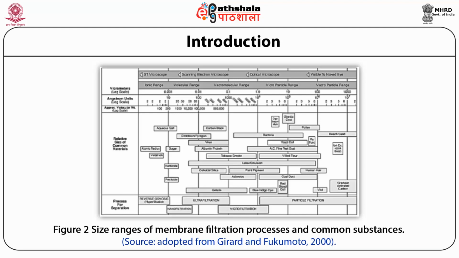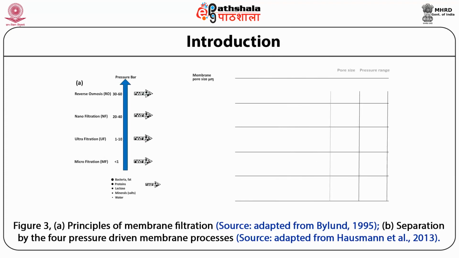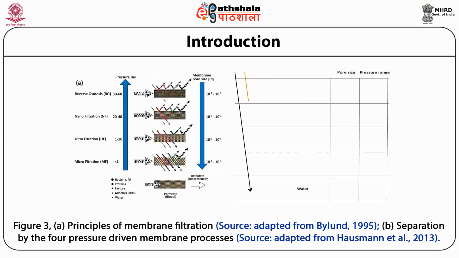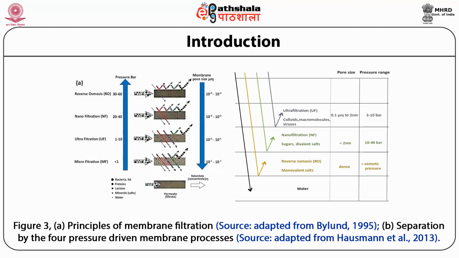So here if we see these units in angstrom, or log scale, then reverse osmosis is used for 0.001. RO and NF, that is NF is used in the range of 0.001 to 0.01. Ultrafiltration is for 0.1. Likewise, in this slide, figure 3 shows the principle of membrane filtration as well as separation by the 4 pressure-driven membrane processes.